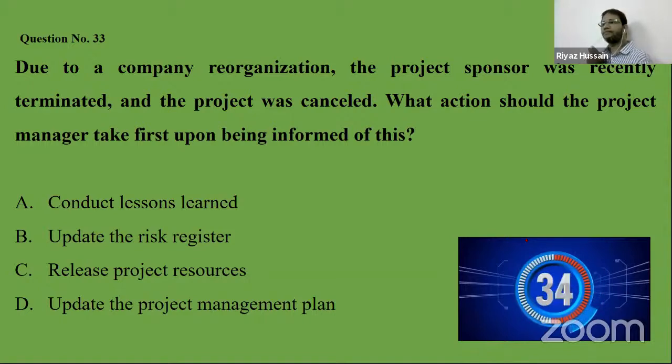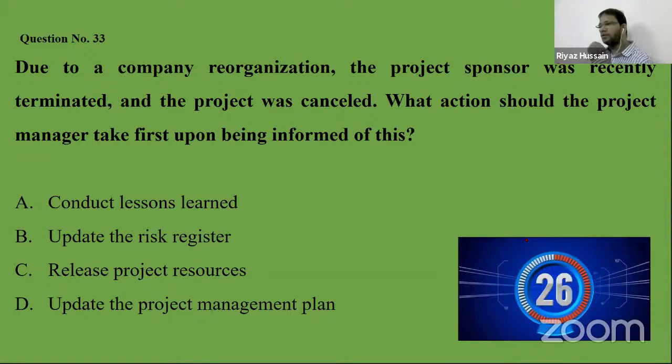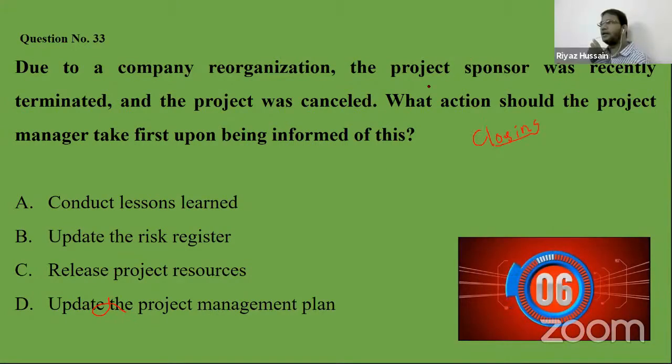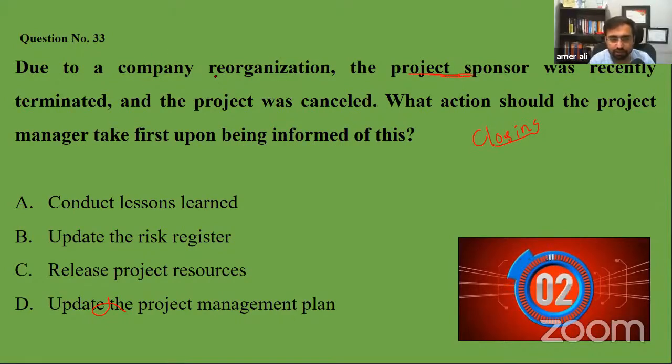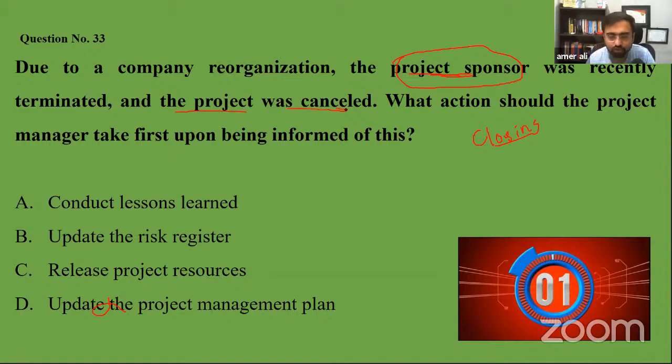Good question. Yes, Riaz. Update the project management plan is not possible now because it's going to be closed. The main thing is that even updating the risk register will not be done now because it's in the closing stage. Where is it written that it is in the closing stage? No, because it's terminated. The project sponsor was recently terminated. Due to a company reorganization, the project was not terminated, the project sponsor was terminated. The person was terminated, the project was not terminated, and the project was cancelled. Both things need to be in the context. What action should the project manager take first? What is the first thing?